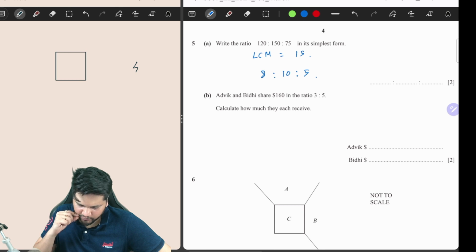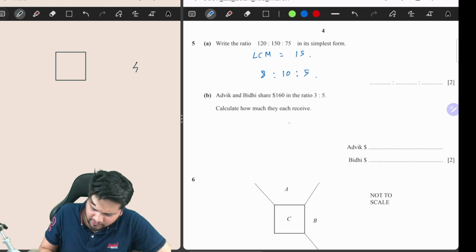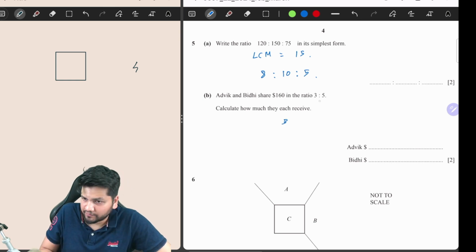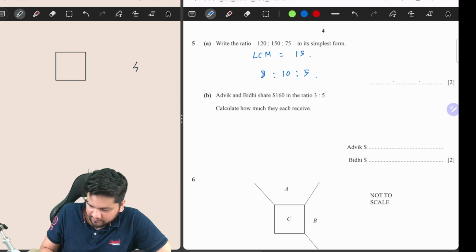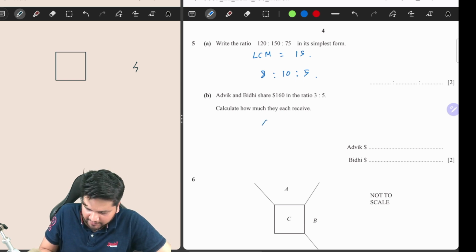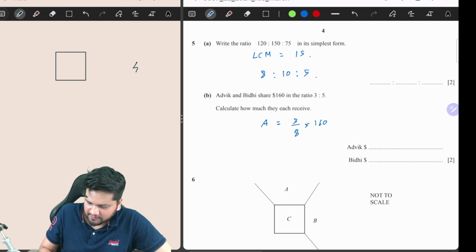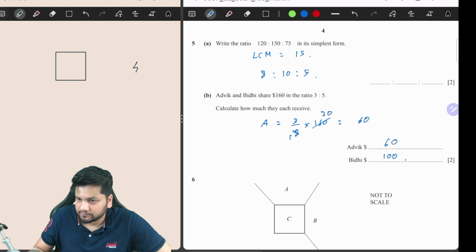A and B share 160 in the ratio 3:5. Calculate how much they each receive. So simple ratio. So it's going to be what? So there are 3:5, so there are 8 parts. Out of that, A will get 3 parts out of it. So A will get 3 out of 3 plus 5, which is 8, multiplied by 160. That is 8 times 20, which is 160/8 = 20. We will get 60 here. So A will get 60. B will get 100.